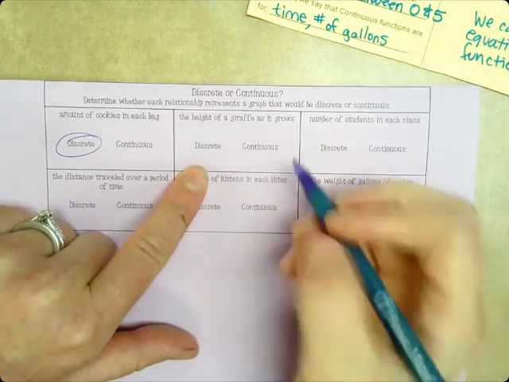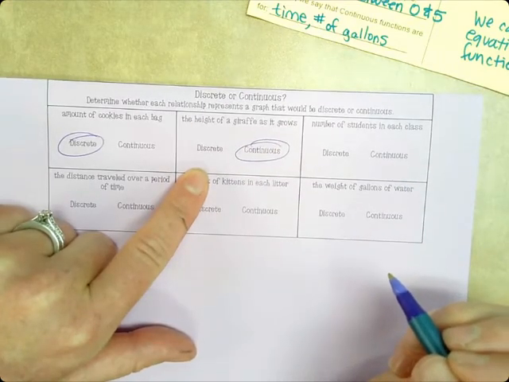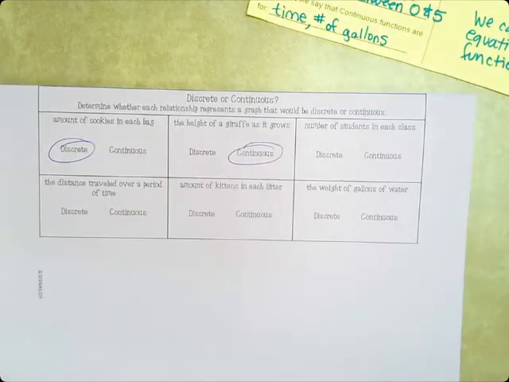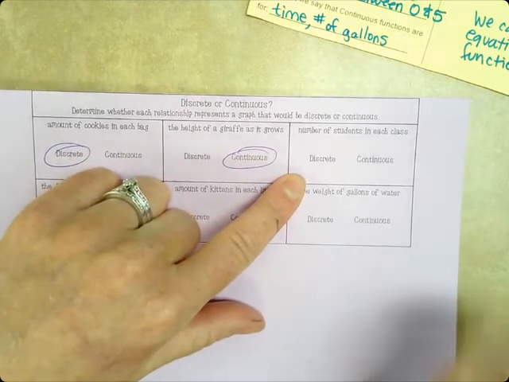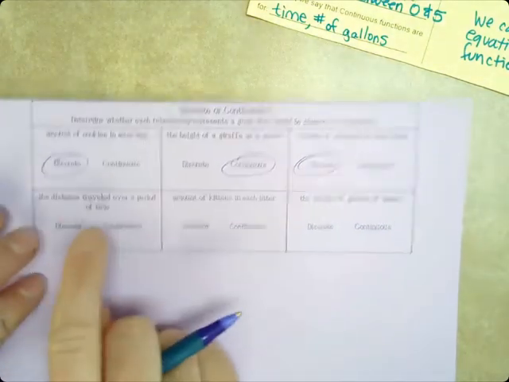Continuous. Okay, why? Because it's not at the end of how old the giraffe is. As it grows, it'll continue getting taller, longer. Yep, it continues to grow. Exactly. All right, the next one. Discrete. Okay, why? Because you can't have half a student. Good. All right. Next one.